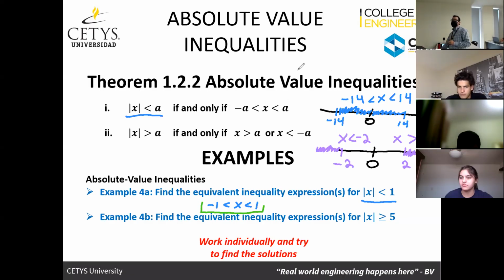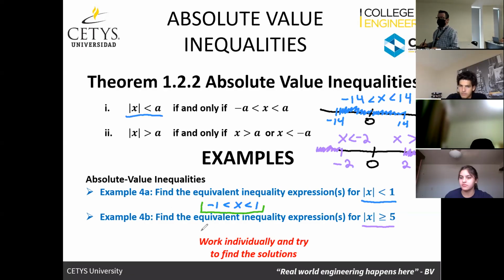Now, how could we represent the next one, which is the absolute value of x is larger than or equal to 5? Anybody? Arturo again, go ahead. It's going to be x greater than or equal to 5. That's half of the solution. Or it's x less than or equal to negative... Correct. Both of those are the solution.